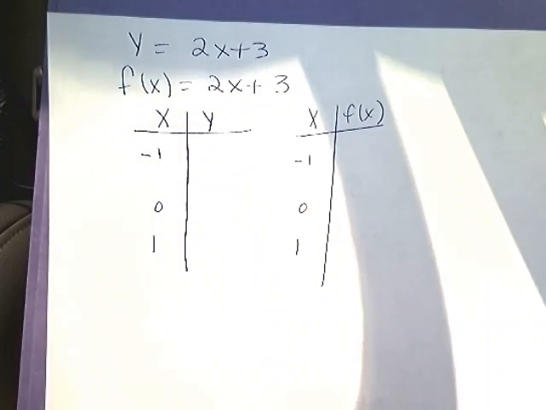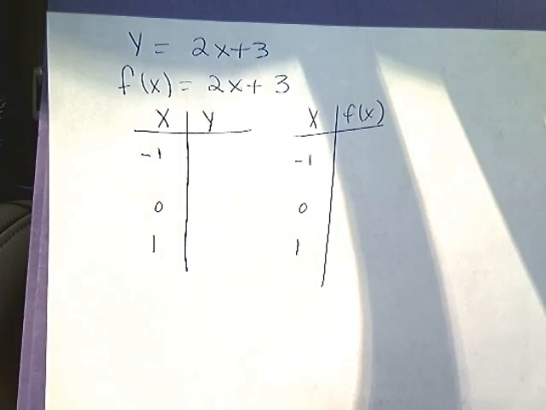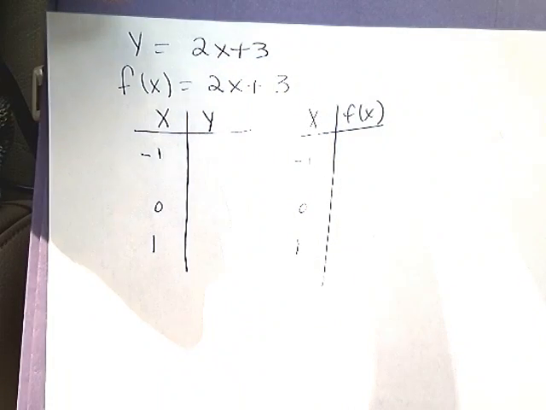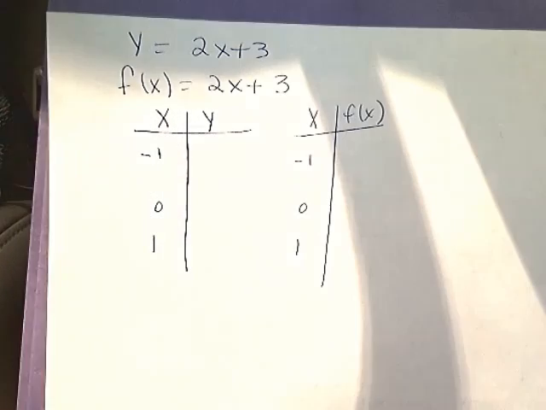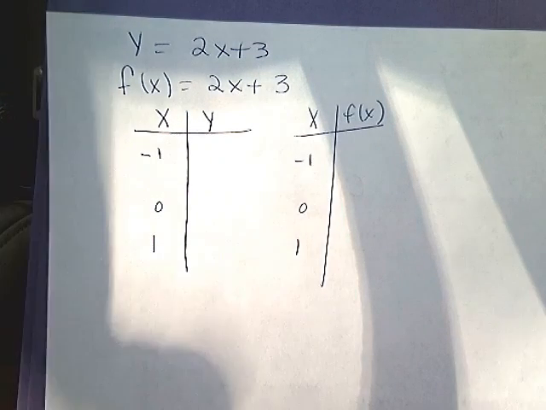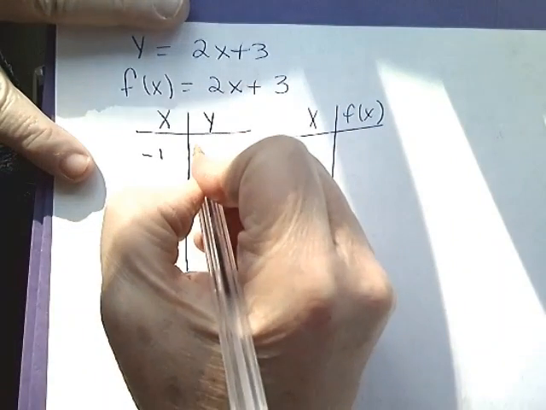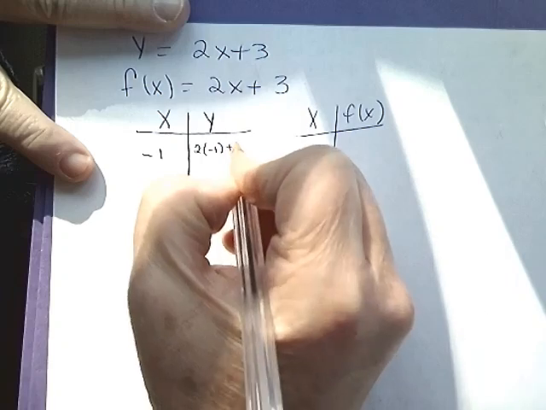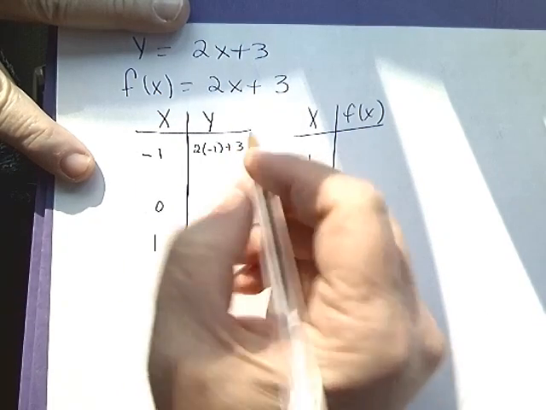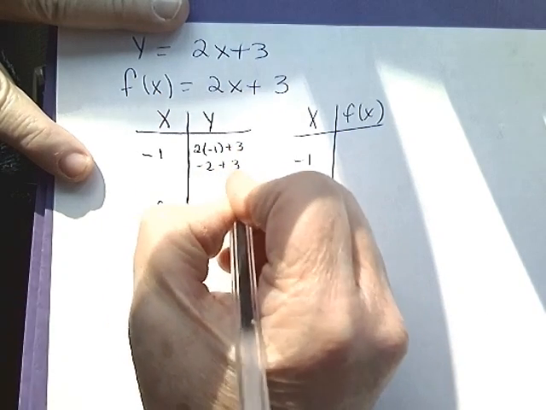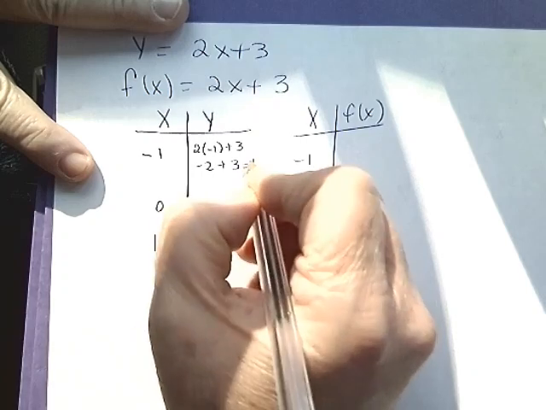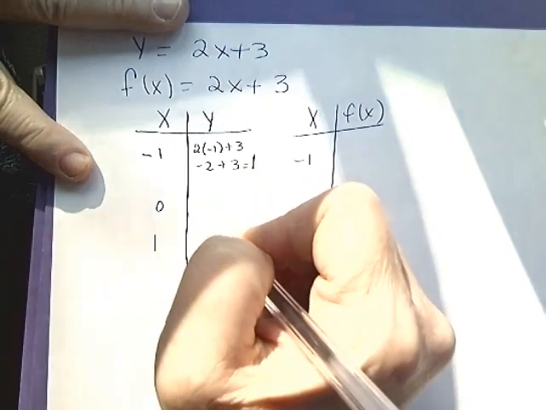I want to talk to you a minute about function notation. We're used to seeing equations that say y equals 2x plus 3. And we know what to do in order to fill out a table like this. We take -1, we put it in place of x, and we work the problem. 2 times -1 is -2. -2 plus 3 is 1. So we get our answer of 1.